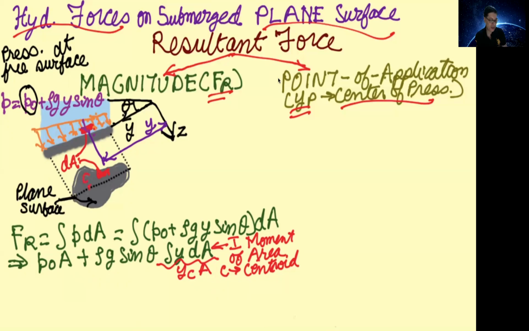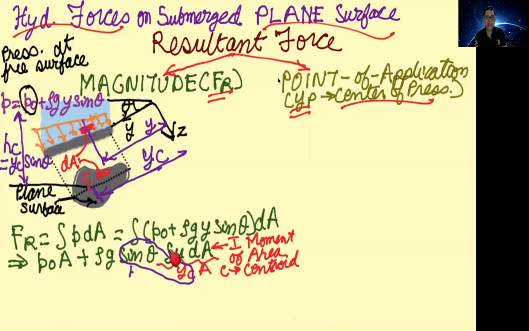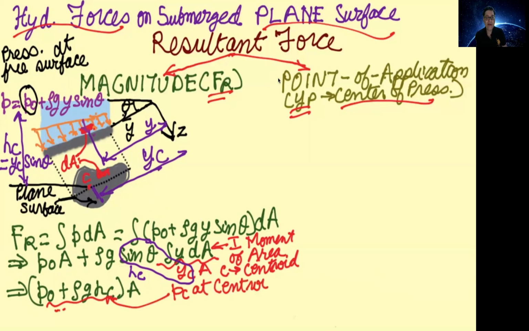And this location is the YC which is used here. Now this YC sin theta, as I had mentioned, I have mentioned y sin theta as h. So YC sin theta will be equal to HC. So note that you are getting P naught plus rho g HC into A. Now the resultant force we have derived is equal to the pressure at the centroid of the plate multiplied by the area of the plate.